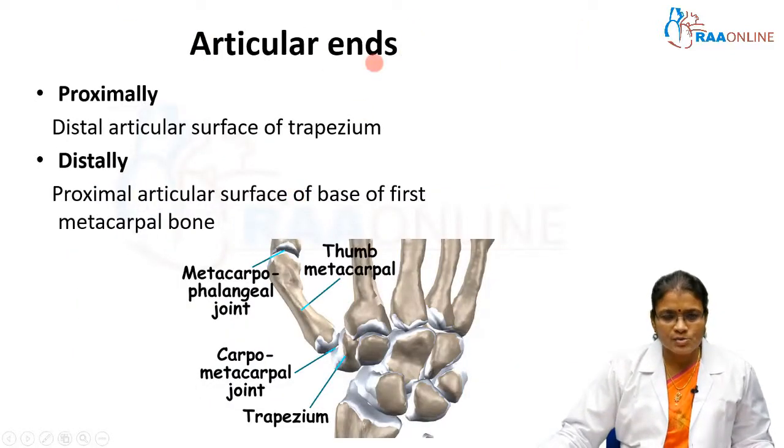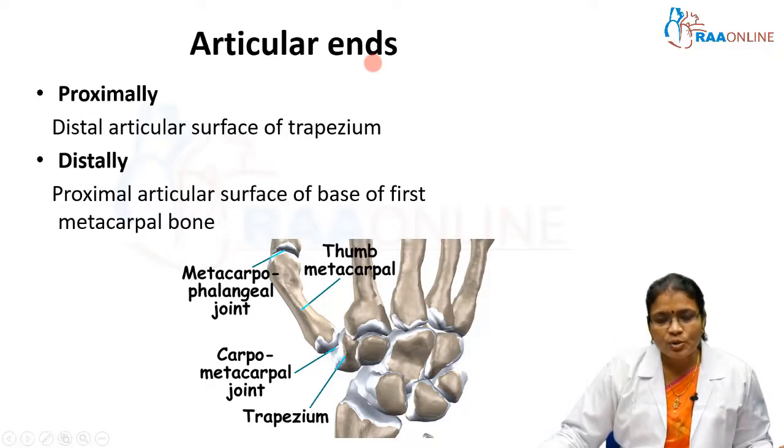Coming to the articular ends, whenever we read a joint, we have to know what are the articular surfaces. Proximally, as I already told you, it is the trapezium. To be more specific, the distal articular surface of trapezium will articulate with the base of first metacarpal, the proximal articular surface of first metacarpal bone. So, the articular ends are proximally the distal articular surface of trapezium and distally the proximal articular surface of base of first metacarpal bone. We'll move to the next slide.